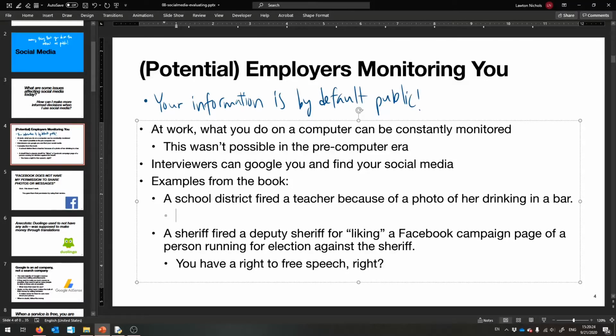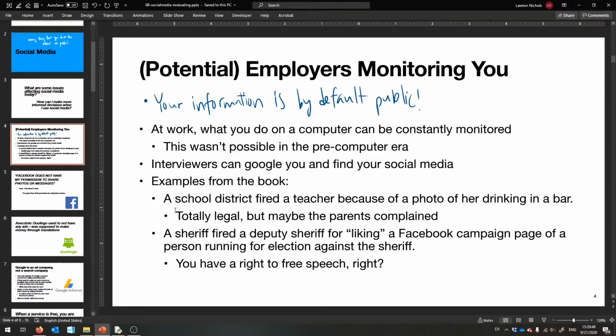And then this, a photo of her drinking at a bar. That's a bit odd. Why would that be an issue? Maybe the parents complained, I guess. And parents control the amount of funding schools get. Who knows? It's all a big can of worms, isn't it? So just, I guess, keep in mind that you're being watched, for better or for worse.